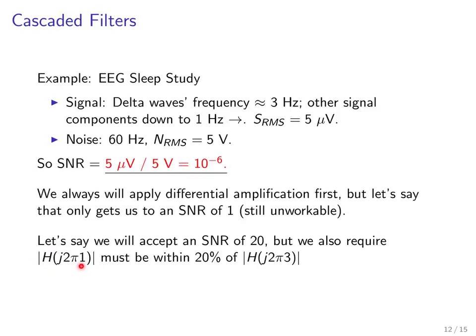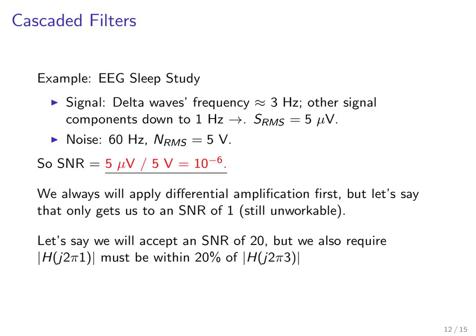So this is the amplitude at 1 hertz. To get omega from 1 hertz, you have to multiply by 2 pi. So this is the transfer function magnitude at 1 hertz. And let's say that we also require, as part of our specifications, that this must be no more than 20% different than the transfer function magnitude at 3 hertz, right?